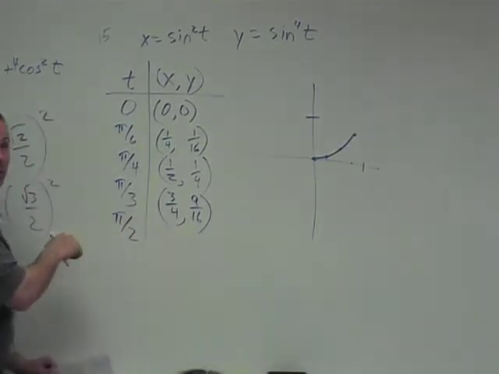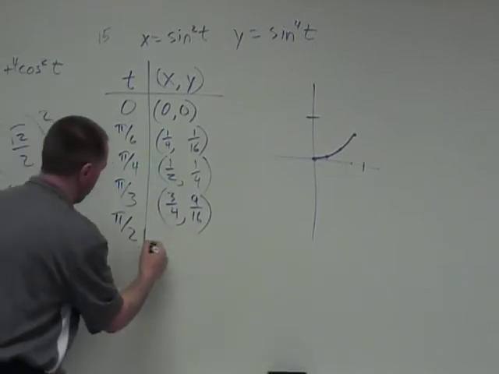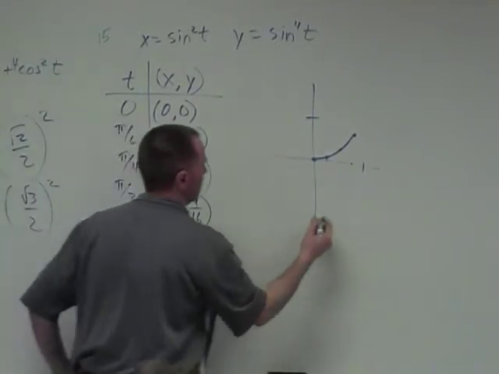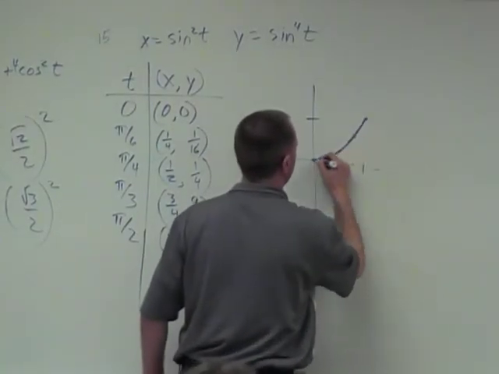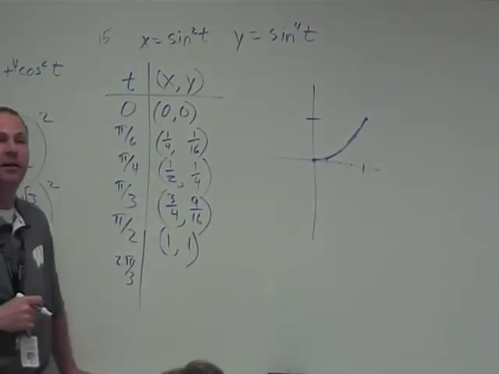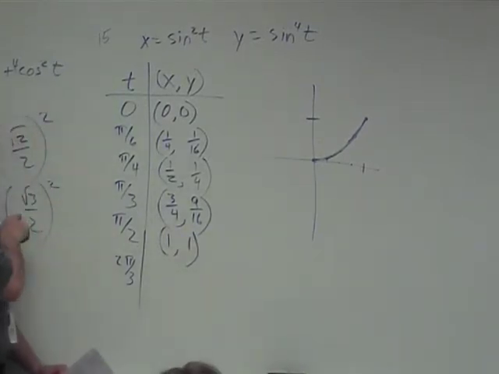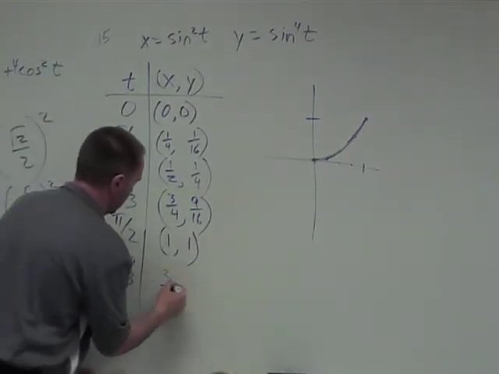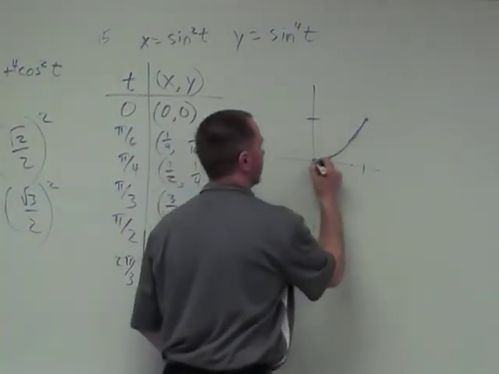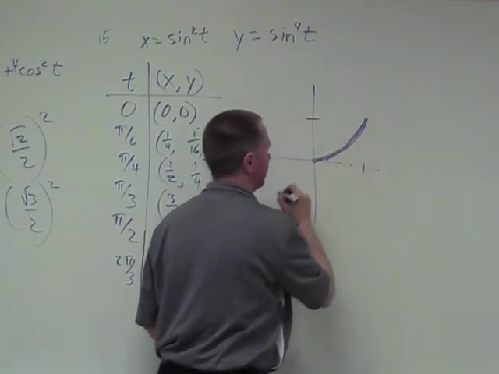Pi over 2. 90 degrees. What's y at 90? 1 squared is 1. 1 to the 4th is 1. There we go. We better check 120, a 60 degree reference. What is y? Radical 3 over 2 squared is 3 over 4, and we get that exact same thing. So what's happening? It's just going back and forth, oscillating back and forth.